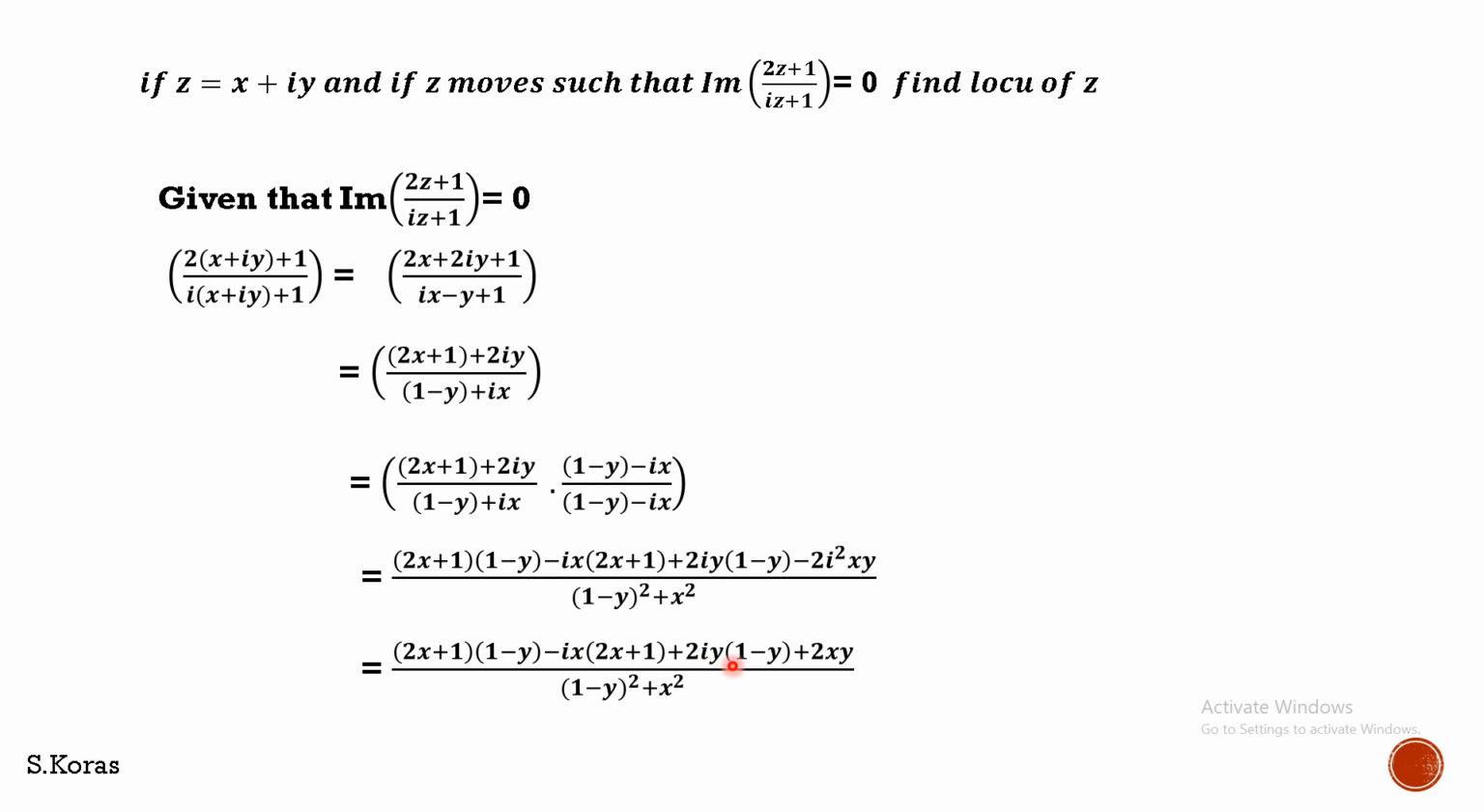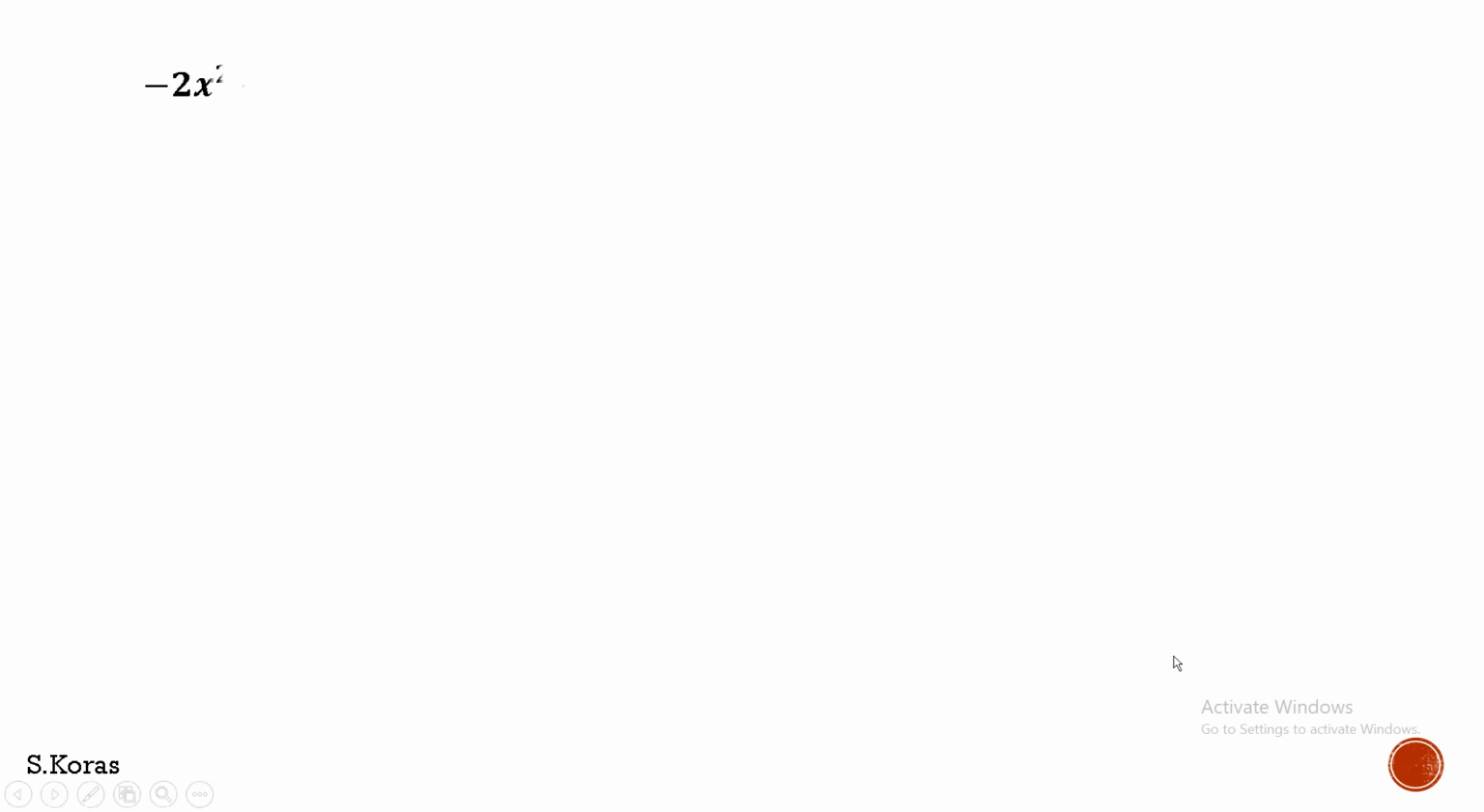So our imaginary part will be minus x into (2x plus 1) plus 2y into (1 minus y). Denominator will be as it is. It is given that imaginary part should be equal to 0, so that is considered as 0. So up to this we have simplified the problem. Now let us try to simplify it further. When the denominator comes to the 0 side, 0 into anything becomes 0. This is your answer. Now let's change the sign on both sides.